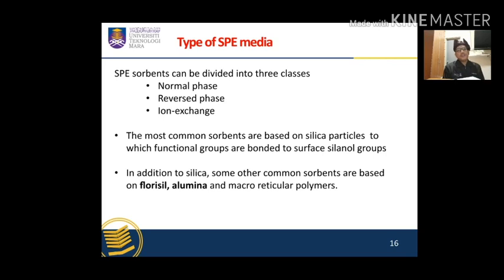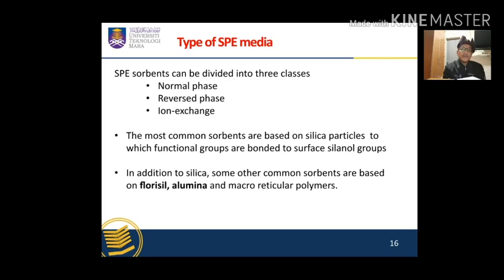The choice of SPE solvent is highly dependent upon the analyte of interest. The retentive property of the analyte depends on the type of SPE solvent used. Generally, SPE solvent can be divided into three classes. The first one is normal phase, the second one is reverse phase, and the third one is ion exchange.